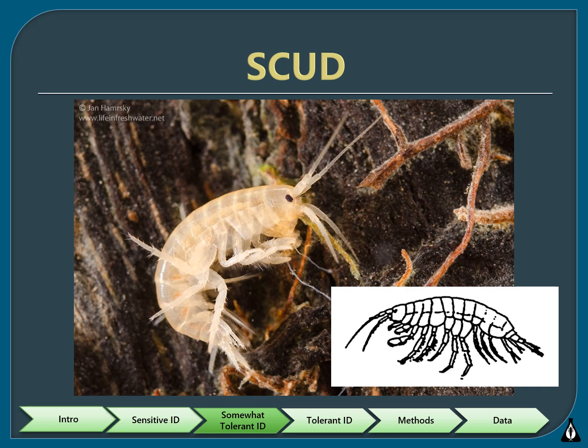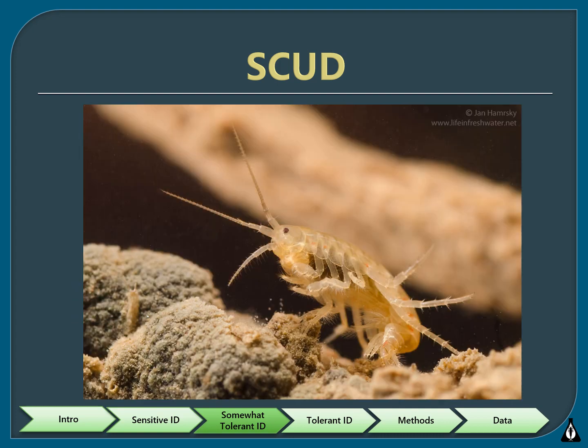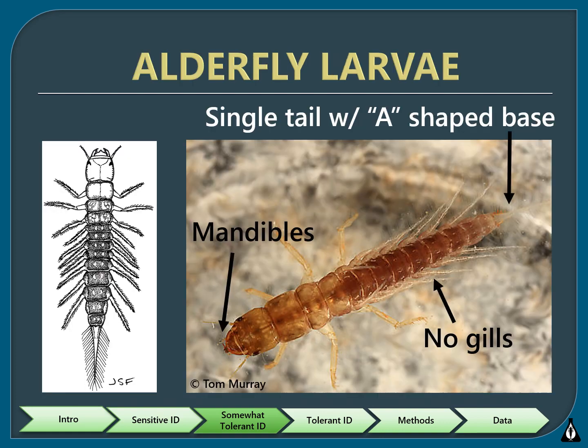It is also referred to as a side swimmer. Here is another photo of a scud, showing the several pairs of legs. The alderfly larva is similar in appearance to the hellgrammite. They have the same pinching mouth parts.